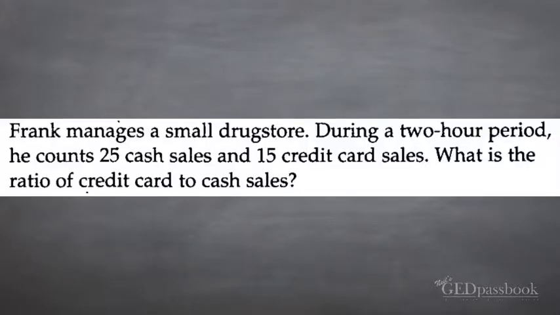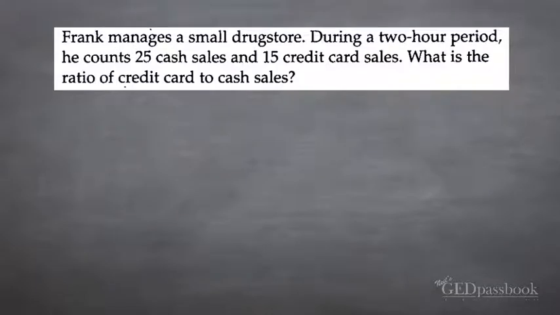Well, how about we do another example? So Frank manages a small drugstore. During a 2-hour period, he counts 25 cash sales and 15 credit card sales. What is the ratio of credit card to cash sales? So what's my ratio? So we're going to be dealing a lot with fractions, because obviously we just went over fractions, right? So majority of the worksheets and what we deal with from here on out, our ratios are going to be written in fraction form. All right?